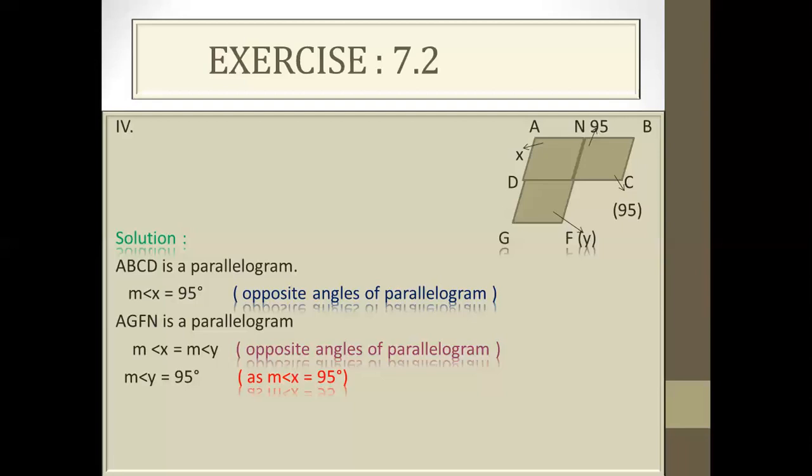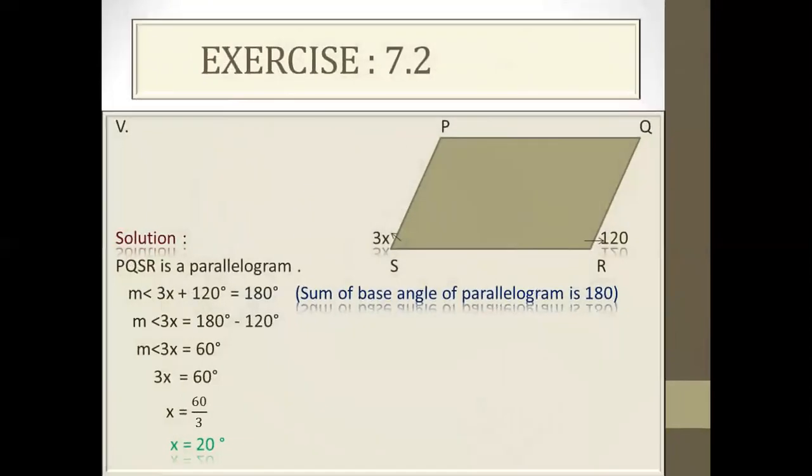Now is the turn of part 5. And which parallelogram is given? PQRS.